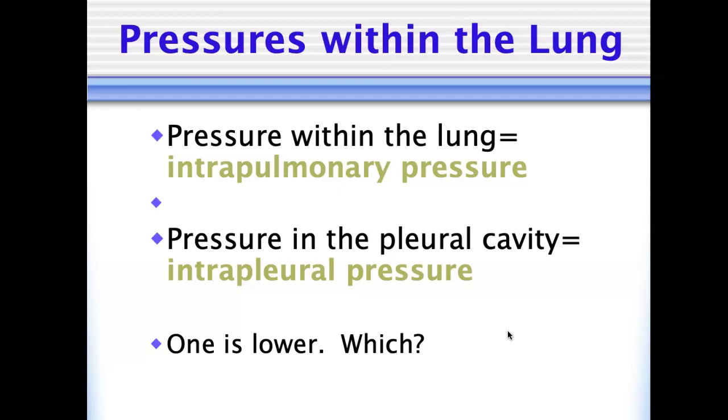Also, another important thing about the pressure in the lung is that we want the lung to stay partially inflated even when you've exhaled. So we have 2 pressures within the lung. One of them is within the lung itself that we're going to call intrapulmonary pressure, right? Pulmon meaning lung. And the pressure in the pleural cavity is going to be intrapleural pressure.